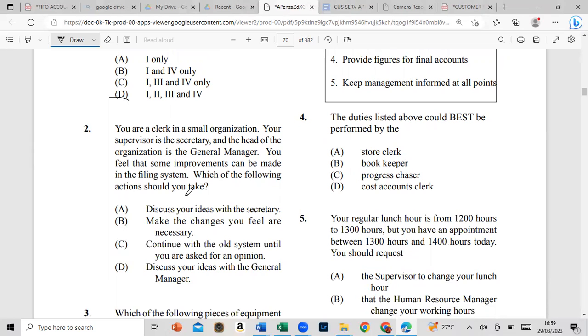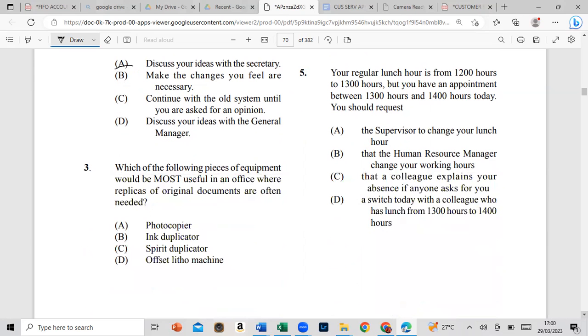What say you guys? Number 2, what is the letter? And that would be A. Discuss the ideas with the secretary. Let's move on to number 3.